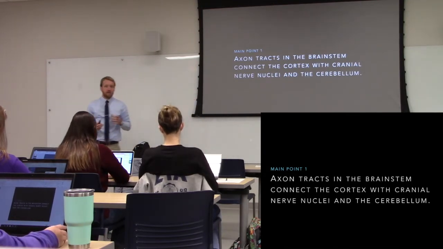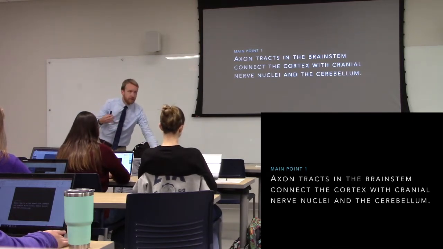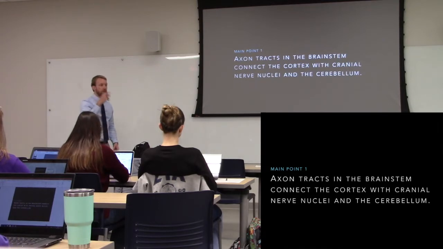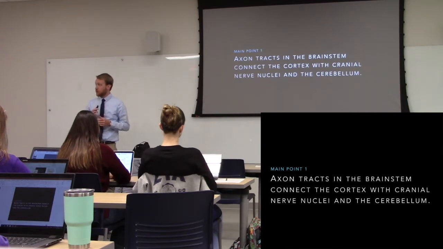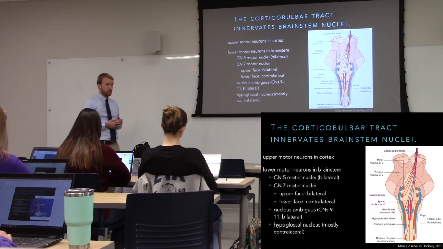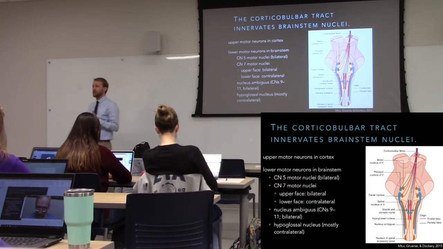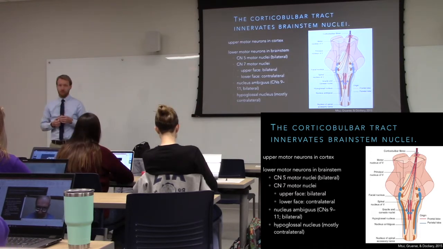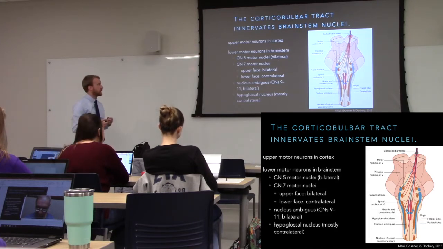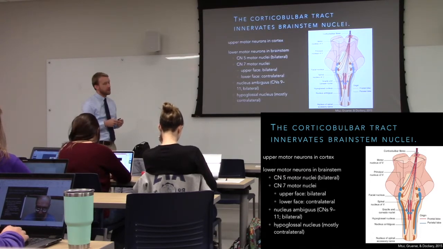First, I want to go over some of the tracts. Those fiber bundles that are connecting either the cerebrum with the brainstem, or the brainstem with the cerebrum, or the brainstem with the spinal cord, or itself. The first tract to talk about would be kind of the other part of our motor output. So we've covered the corticospinal tract. Cortico-bulbar tract is very similar, but not going to the spinal cord. It's going to the brainstem, so from cortex to brainstem.